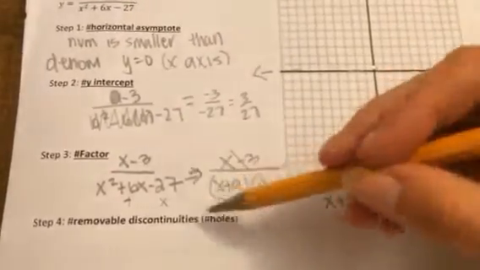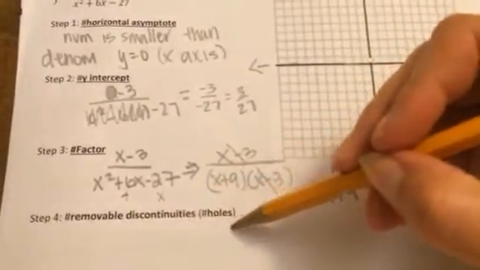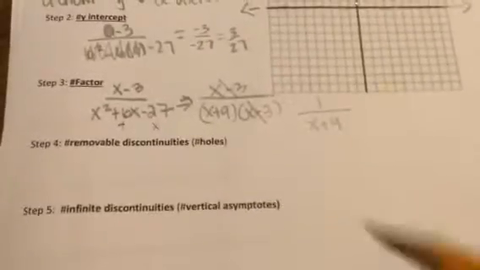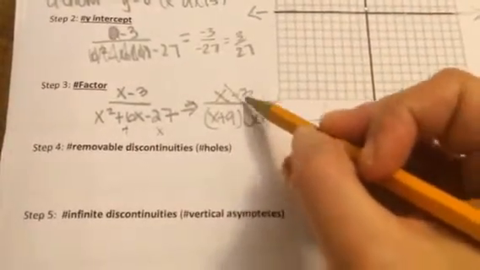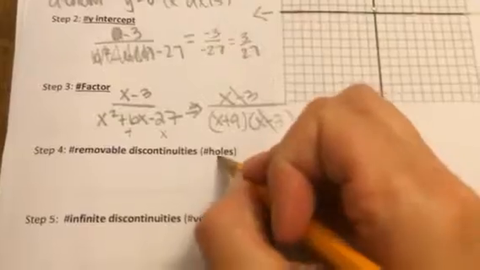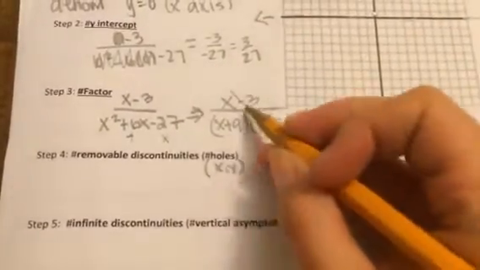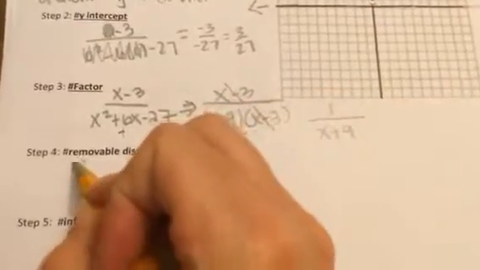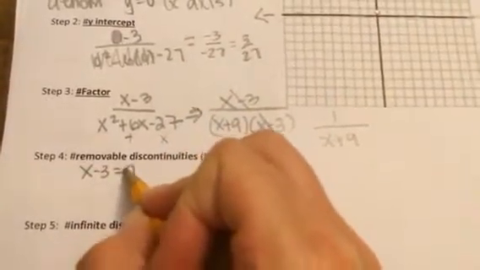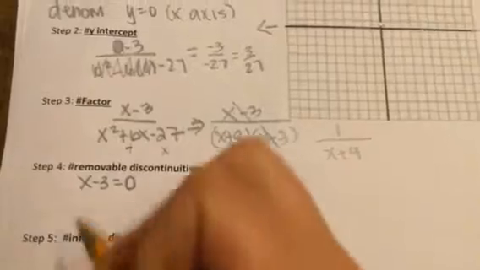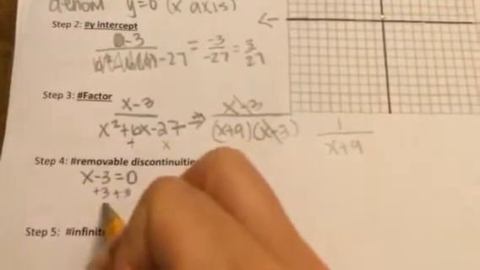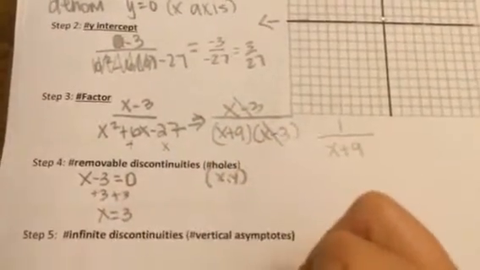But what I do is the removable discontinuity, the hole. You need to know this vocab. So what this means is I'm going to take what I crossed off, and remember, the hole's a point, right? An x and a y point. So to figure out the x point, you take what you crossed off and you set it equal to 0. So x minus 3 equals 0. And then we're just going to solve this equation. So add 3 to both sides. So I get x equals 3.